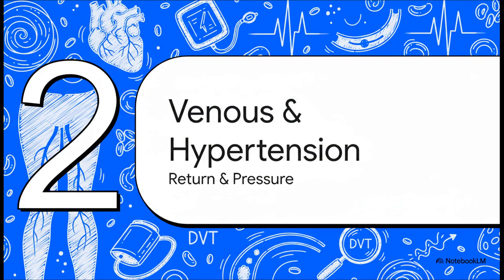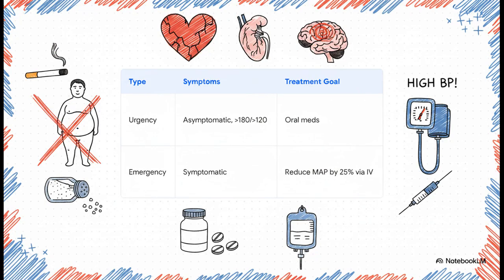Section 2, venous disorders and hypertension, return and pressure. When evaluating systemic blood pressure, you really need to know the complications. Long-term, uncontrolled hypertension is no joke. It can lead to strokes, heart attacks, and kidney failure. Controlling modifiable risk factors like smoking, obesity, and sodium intake is how we prevent these. But if a patient's blood pressure spikes dangerously high, we're talking over 180 over 120, you have to know the difference between an urgency and an emergency.